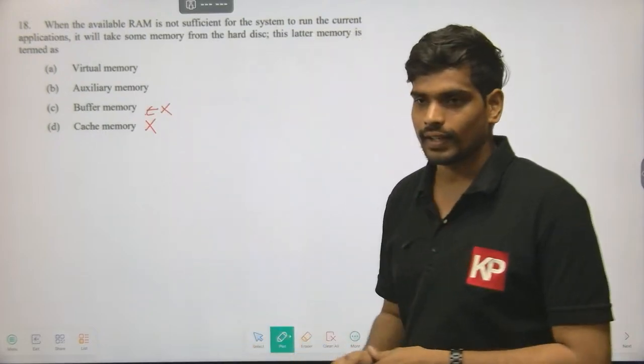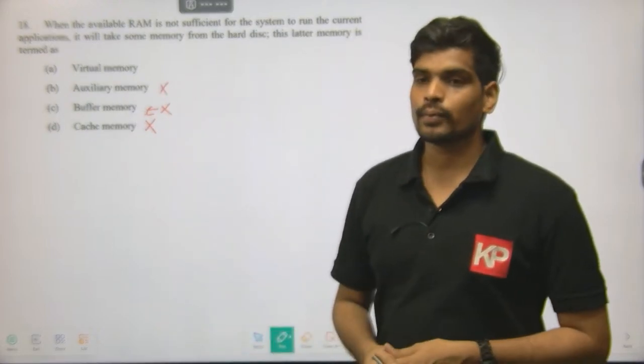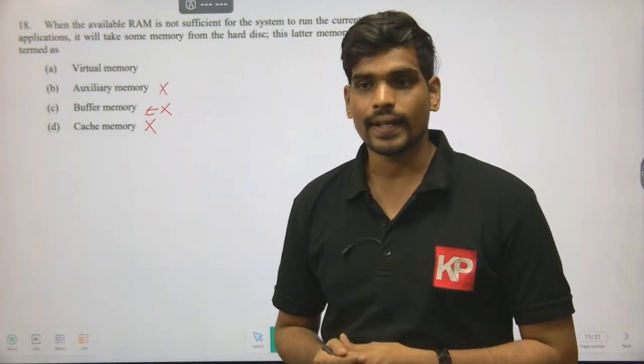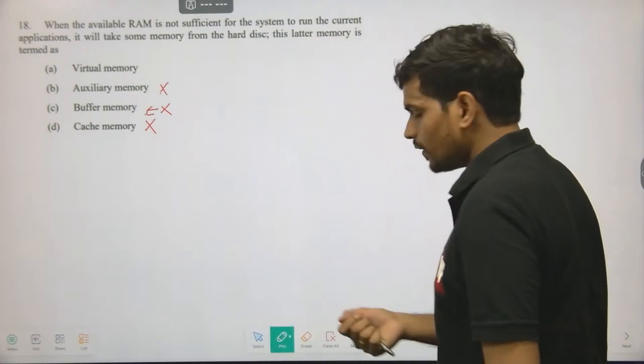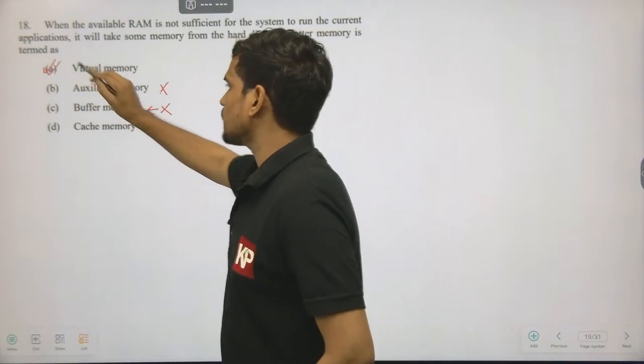So that's also not an extension of RAM. Auxiliary memory is altogether a different thing. Auxiliary memory is an external hard disk or an external pen drive. Generally we use those pen drives, right? That's auxiliary extra memory. Virtual memory is the answer for the given question.